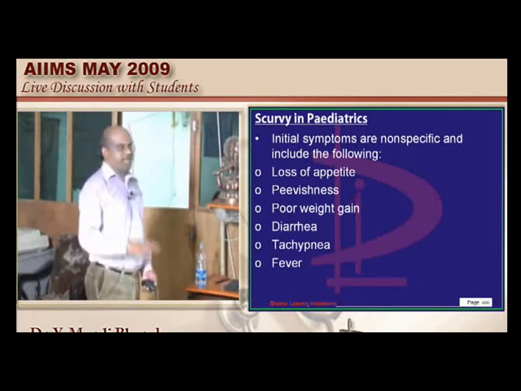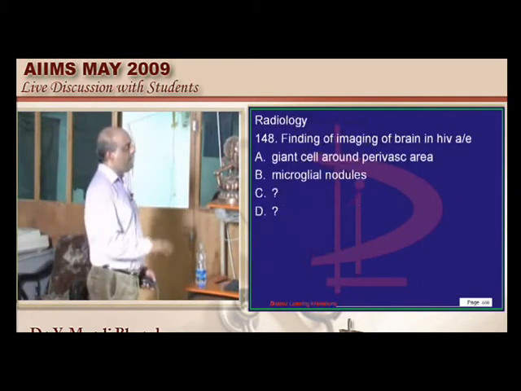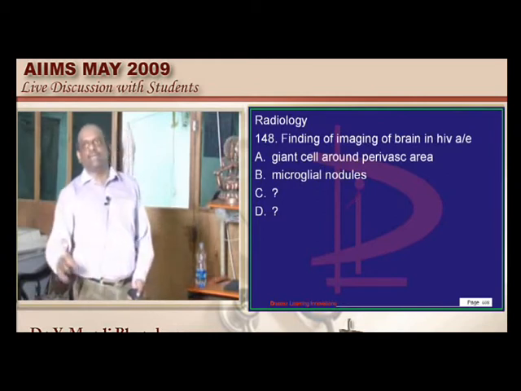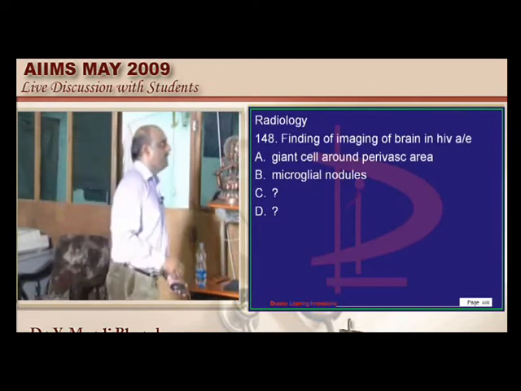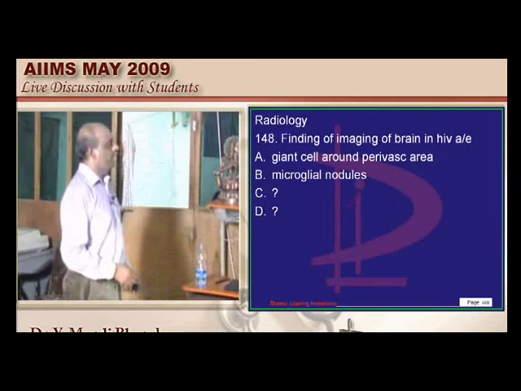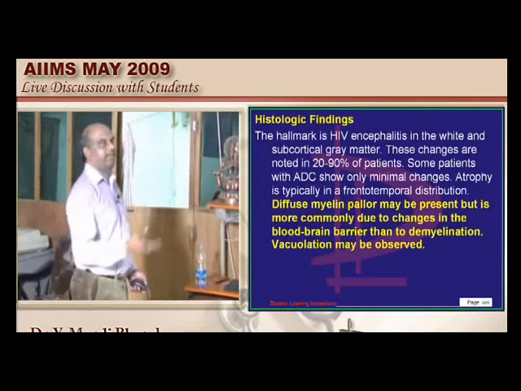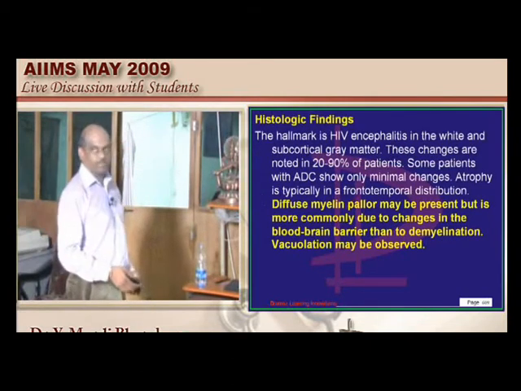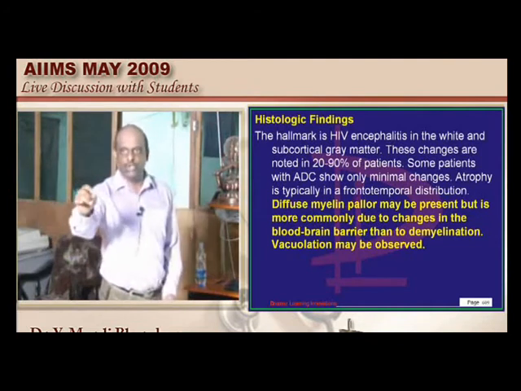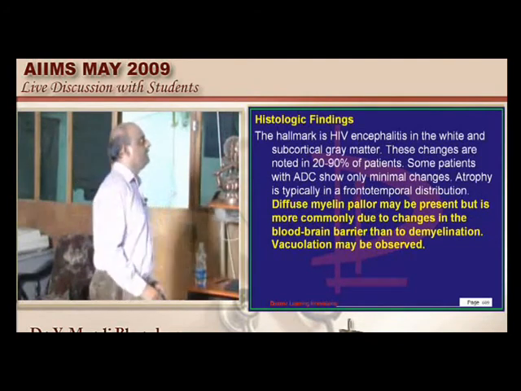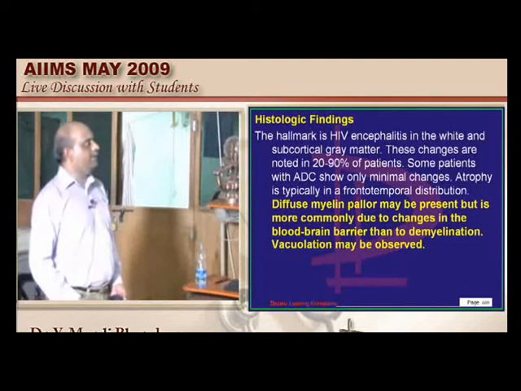Now we find giant cells in the perivascular area, microglial nodules; even they are found in the case of HIV, in the case of brain involvement. Vacuolation is also seen. I do not know what the other two options given were. You can just make a note of the other two options to fill up the incomplete work.